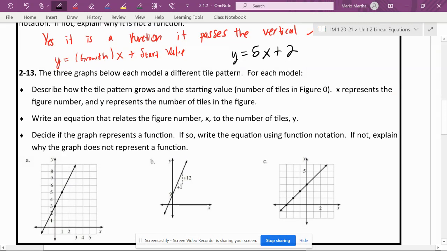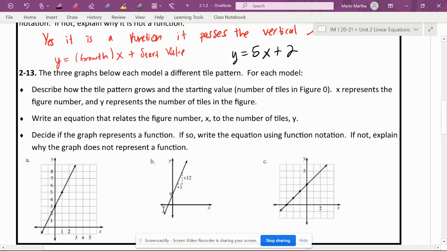And then the next question: the three graphs below each model different tile patterns. So for each, describe how the tile pattern grows and the starting value of the tiles in figure 0. x represents the figure number, y represents the number of tiles in each figure. Write an equation that relates the figure number x to the number of tiles. And then finally, decide if the graph represents a function. If so, write the equation using function notation. If not, explain why the graph does not represent a function.